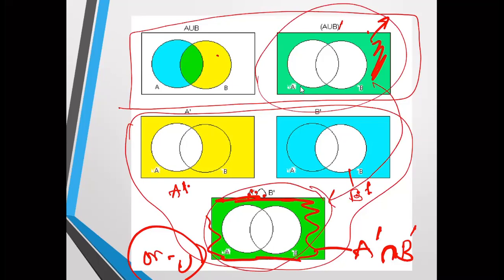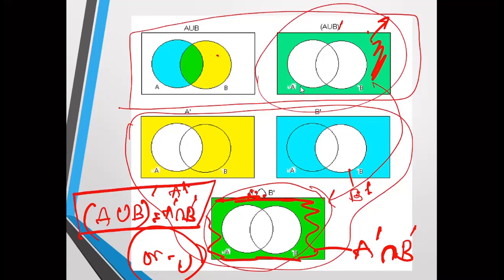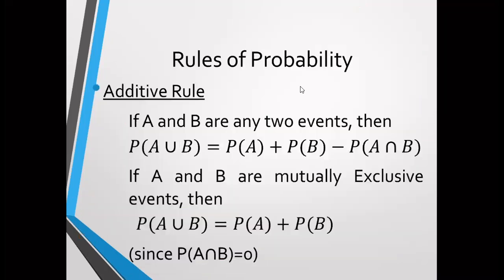That means A union B dash is equal to A dash intersection B dash. That is the second law of De Morgan. Understand? So without proving these formulae, you can use these properties or these equations in problem solving.